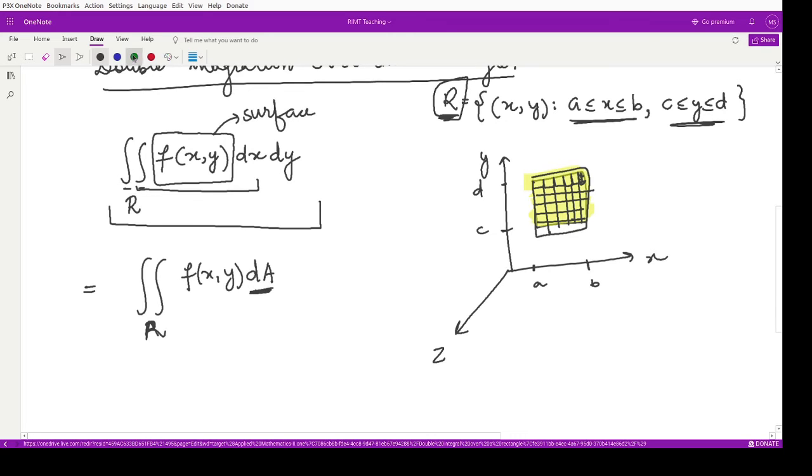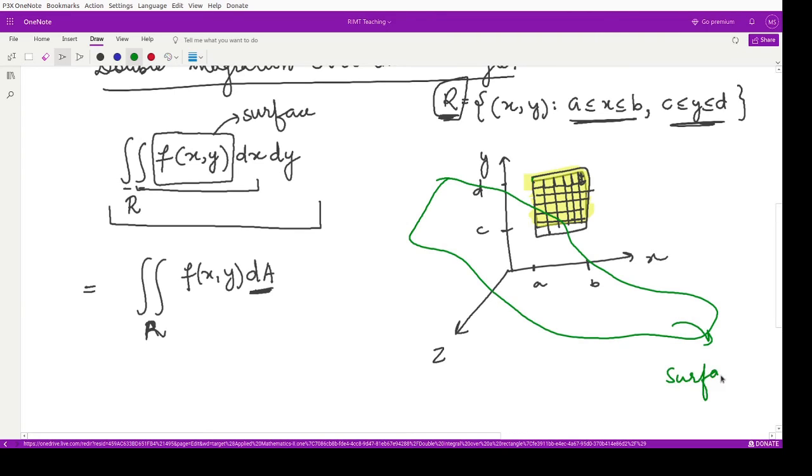So actually how would it look like? It would look like something like this, right? So what you are doing, you are to calculate the volume of this particular surface, which is f of x comma y over this given rectangle. So we have to calculate the area which is bounded by this rectangle for this particular surface.